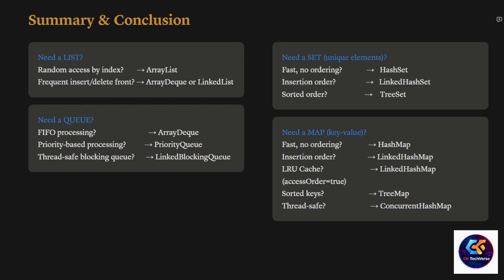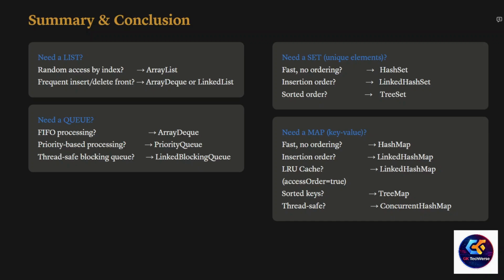Let's wrap this up with the one cheat sheet you need to remember. I'm going to show you the exact decision logic I used in production. If you want a list with random access by index, you choose ArrayList. Frequent insert and delete at the front, you go for LinkedList. If you want unique elements, fast, and no ordering is required, HashSet. Insertion order is required, go for LinkedHashSet. Sorted order, go for TreeSet.